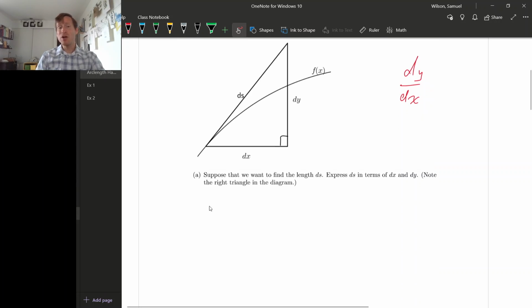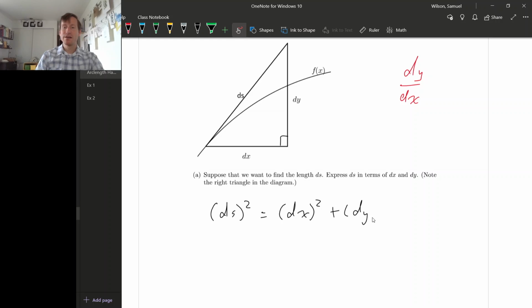And since it's a right triangle, we can use the Pythagorean theorem. The Pythagorean theorem says the square of the hypotenuse, which is ds squared, has to be equal to the sum of squares of the other sides. So that's dx squared plus dy squared. All right, so we've expressed ds somehow in terms of dx and dy. So go ahead and pause the video and have a look at the next part.